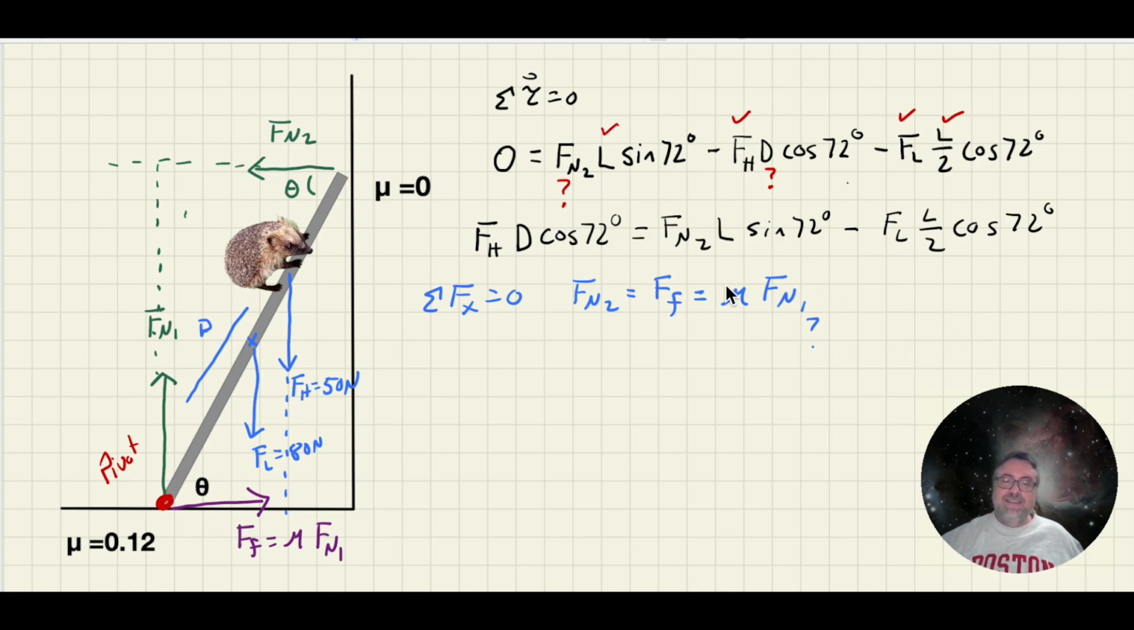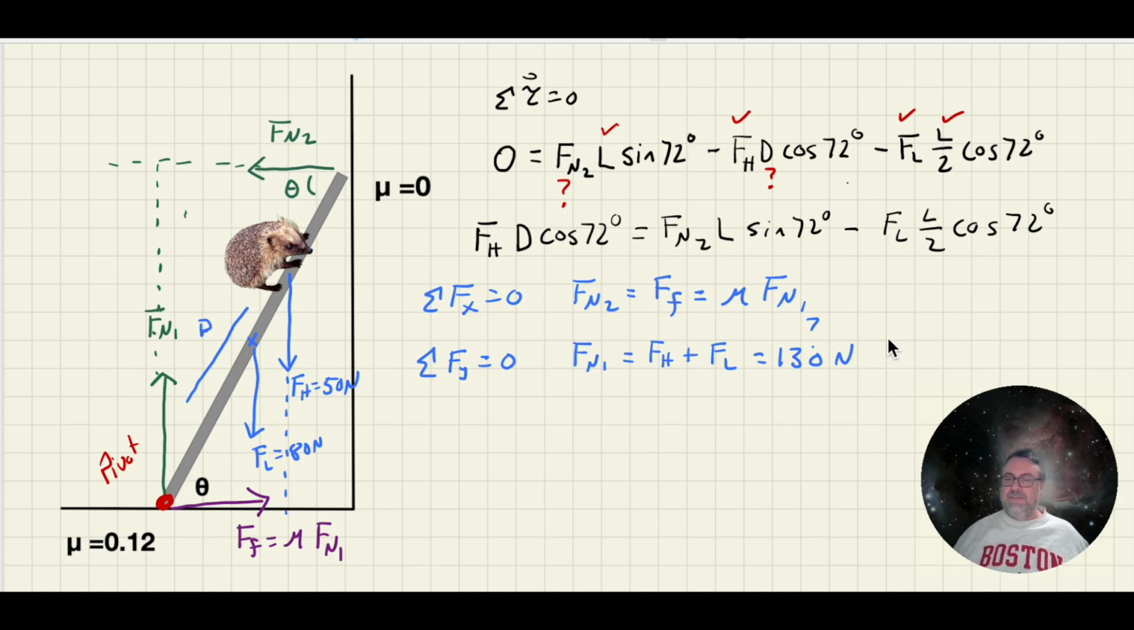The only problem is I also do not know this first normal force. Well, that means I need to look at the sum of the forces in the y direction. They must also add up to 0. So I have three forces in the vertical direction: the normal force with the floor and the two weights. Because they add up to 0, the normal force with the floor must be equal to the weight of Harry plus the weight of the ladder. The ladder was 80 newtons, Harry was 50. That means the normal force with the floor must be equal to 130 newtons.